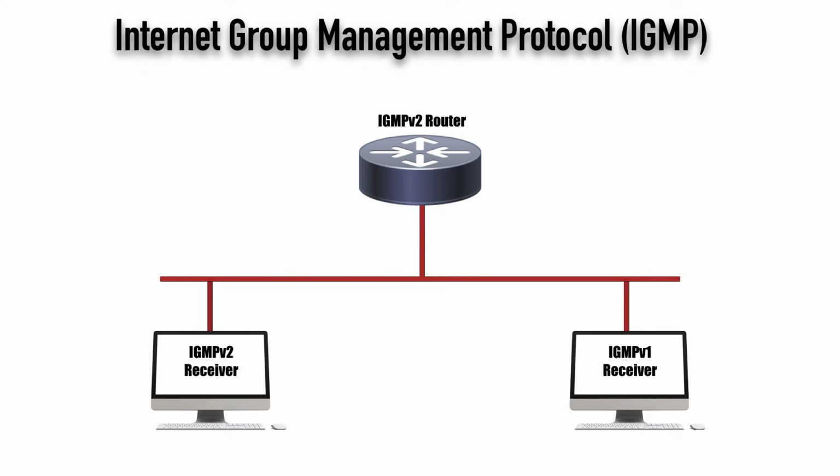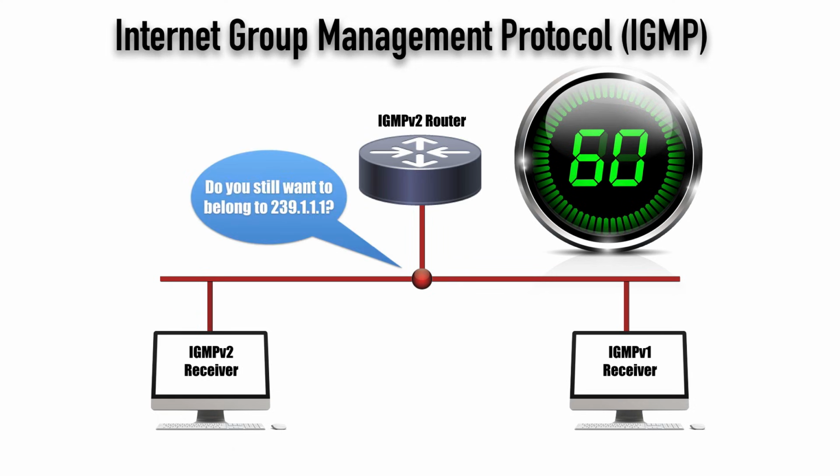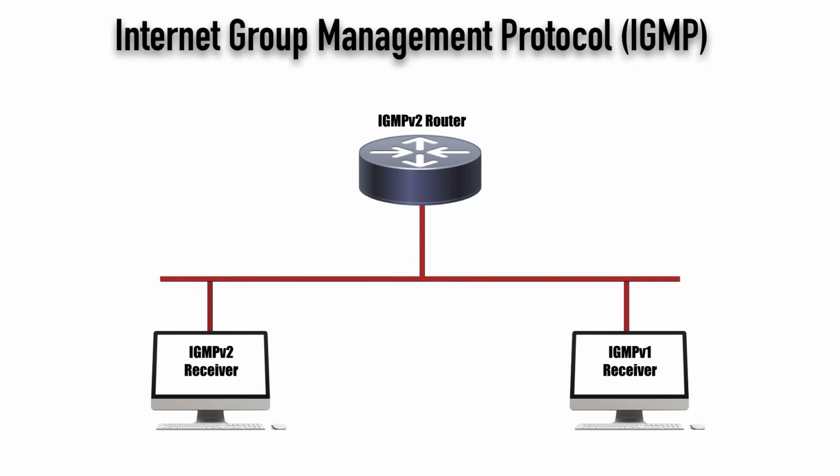And with IGMP version 1, there's a timer that's running on that router, a 60-second timer. And after 60 seconds, that router is going to ask the receiver, hey, do you still want to belong to 239.1.1.1? Because maybe that receiver no longer is interested. Maybe it powered off. We're going to request an update every 60 seconds. There's not a proactive way with IGMP version 1 for the receiver to say, all right, I'm out of here. You can stop sending me traffic, but that's a benefit we do get with IGMP version 2.